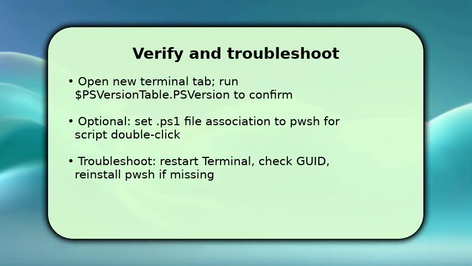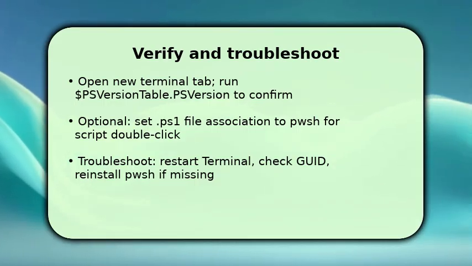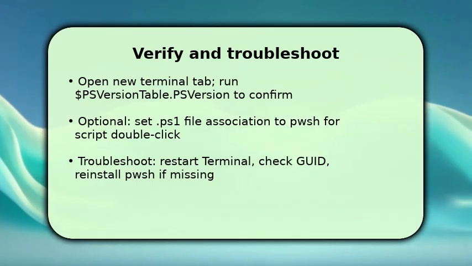If it didn't stick, restart Windows Terminal first, then recheck the profile GUID in Settings. Mismatched GUIDs are the usual culprit. If profiles are missing, reinstall PowerShell 7 and repeat the steps to restore the PWSH profile.